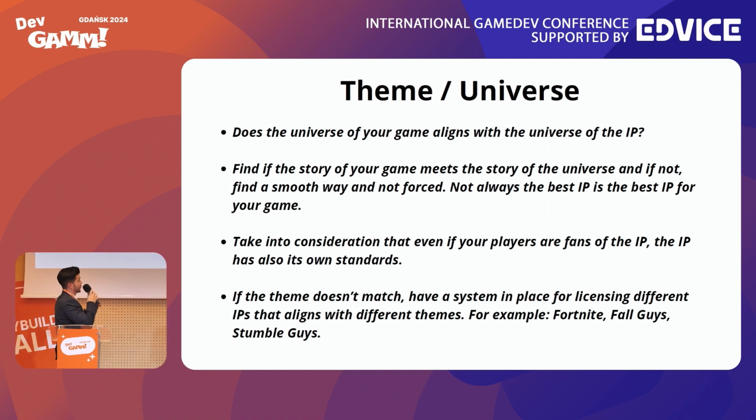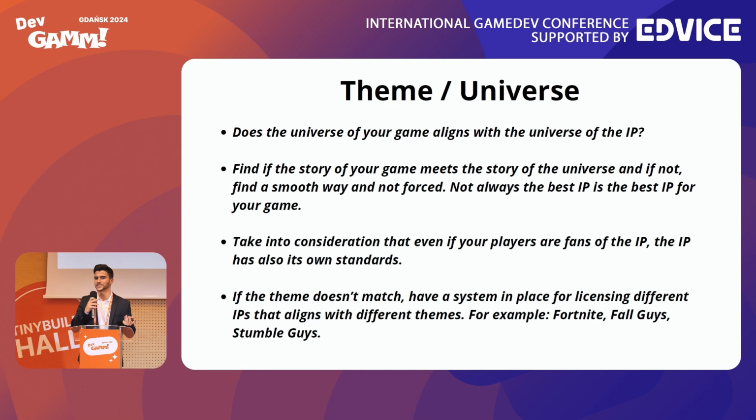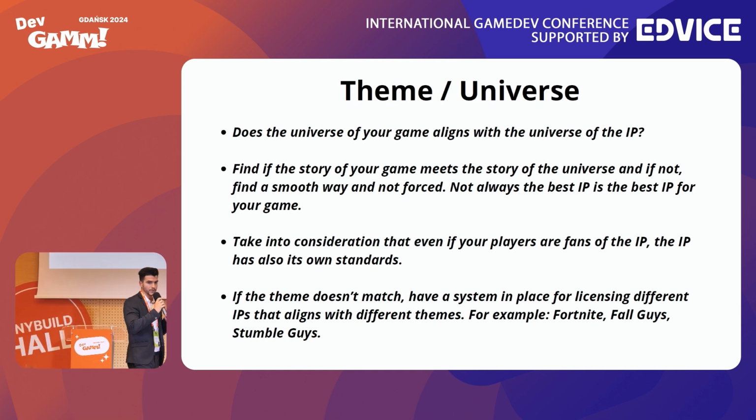Then the theme and the universe. This is related to what I was talking about before. Are the theme and the universe related? Does it make sense to bring X IP to your game? The first thing that comes to your mind is, man, Fortnite brings all types of IPs to the game. How do they do it? They have a system in place. If you want to go that way, make sure you have a really simple and straightforward system in place to bring all the IPs to your game. Otherwise, you're going to confuse the people.